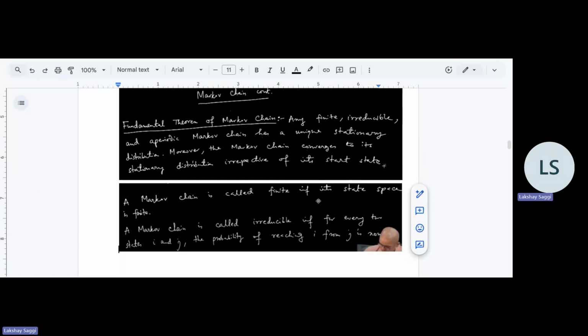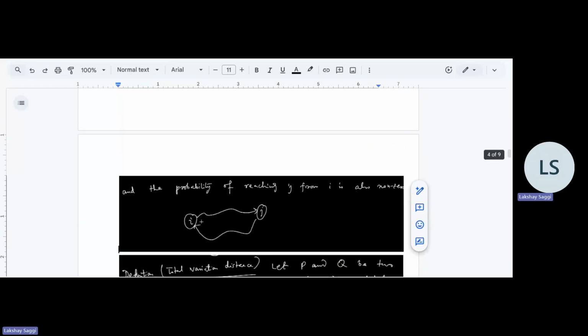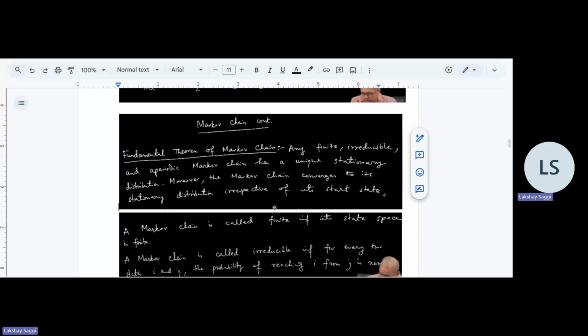A Markov chain is called finite if its state space is finite, as you can guess. What do we mean by irreducibility? A Markov chain is called irreducible if for every two states I and J, the probability of reaching I from J and the probability of reaching J from I are both non-zero. They need not be equal, but there should always exist a non-zero probability of going from I to J and a non-zero probability of going from J to I. And the third condition is that the Markov chain should be aperiodic.